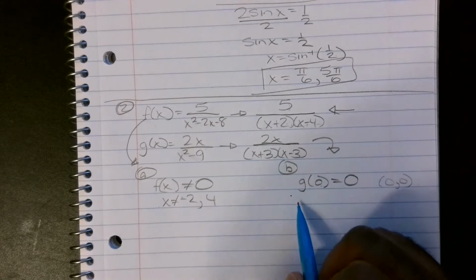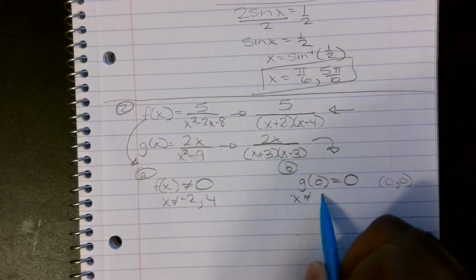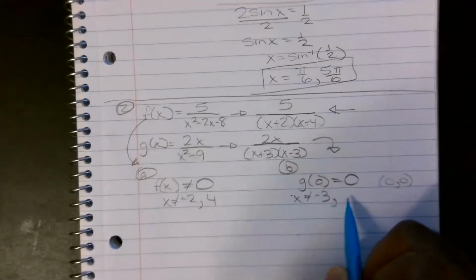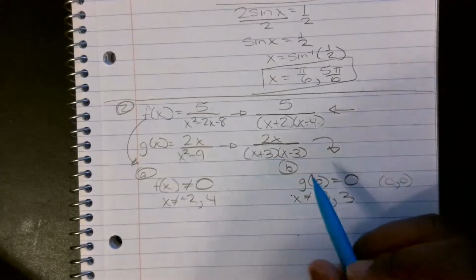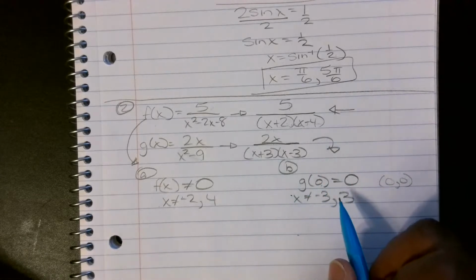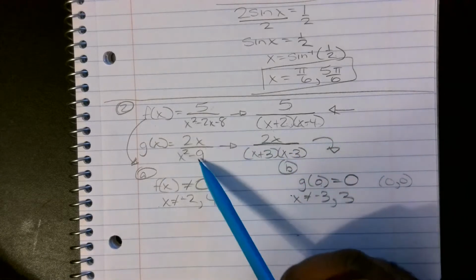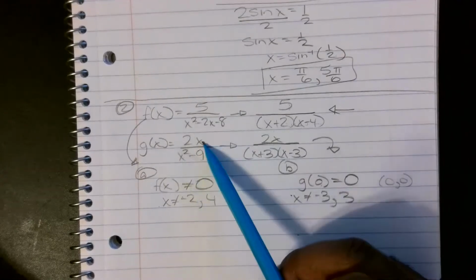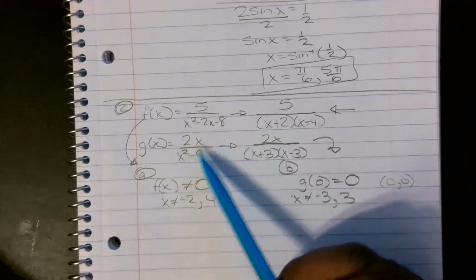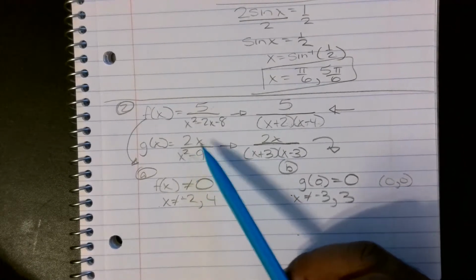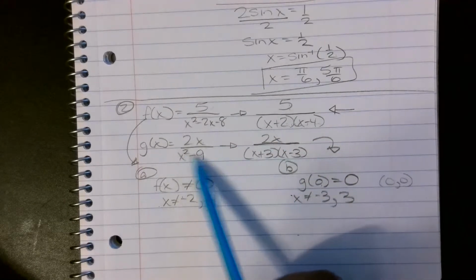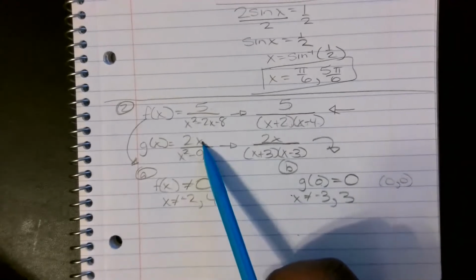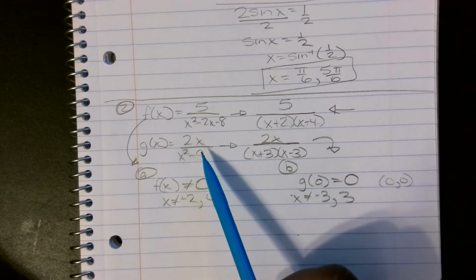I also know that x in this case cannot equal negative 3 or positive 3. I also know that this graph approaches 0 as x gets big. This has a different asymptote called the slant asymptote. We're not really going to talk about that in this course. We know that this gets infinitely large, this doesn't get as large as fast. So this approaches zero as well.